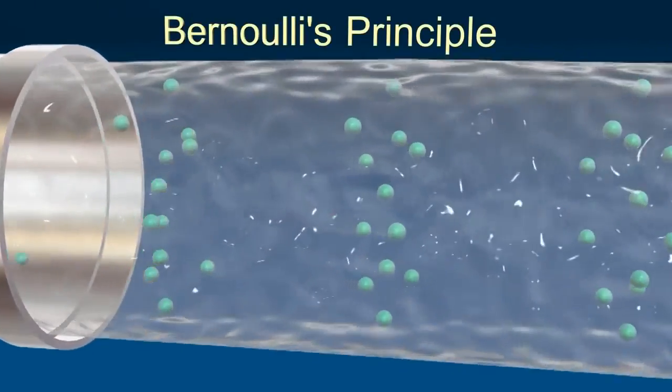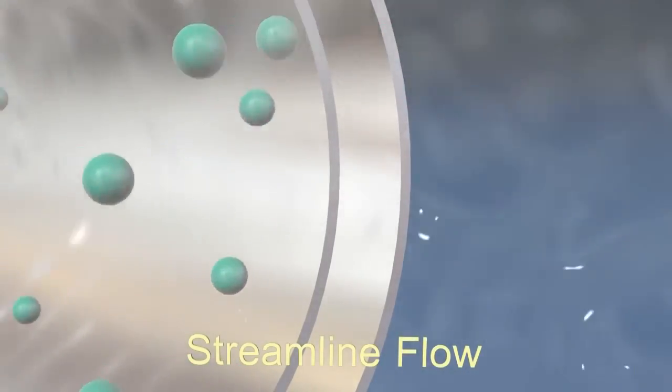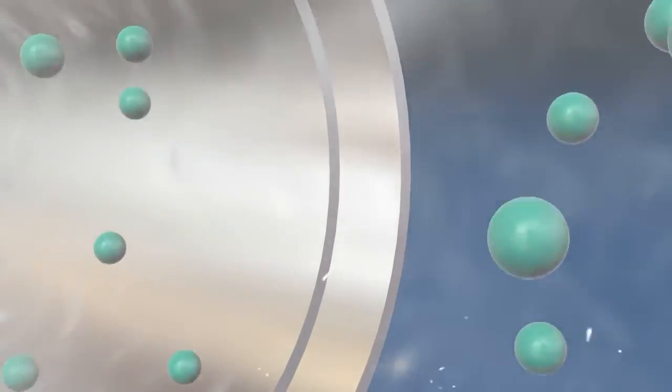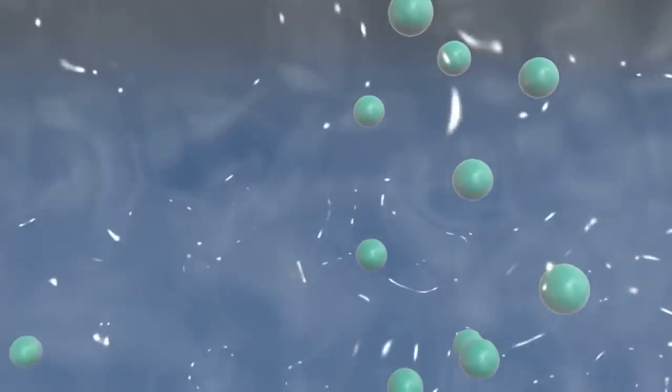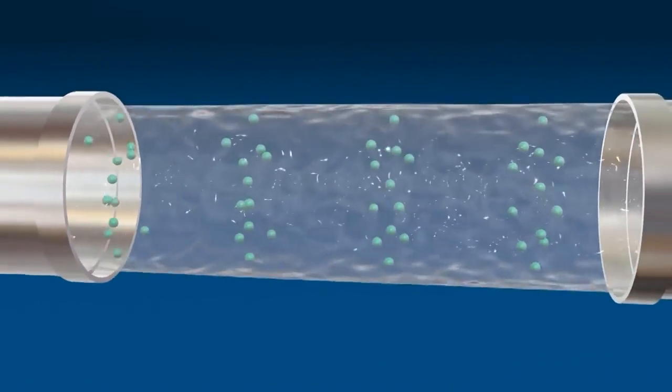Bernoulli's principle. The flow of a fluid is streamlined if every particle of the fluid flows exactly the path of its preceding particle and has the same velocity as that of its preceding particle.